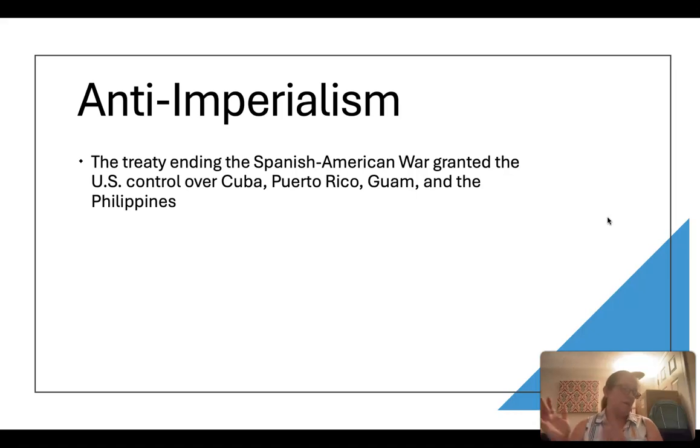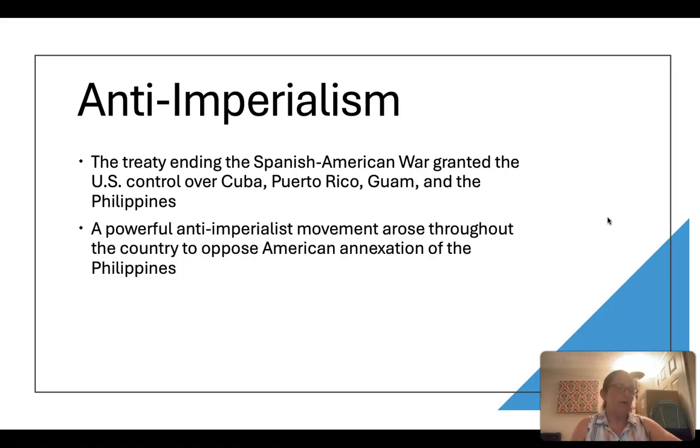But the Philippines is another story. It's this territory, very densely populated, large territory, thousands of miles away. This seems to be very different and much more problematic to a lot of people. So there's a lot of resistance to annexation. This powerful anti-imperialist movement arises throughout the country to oppose American annexation of the Philippines. And we're going to explore the anti-imperialist movement and the arguments that were made later this week.